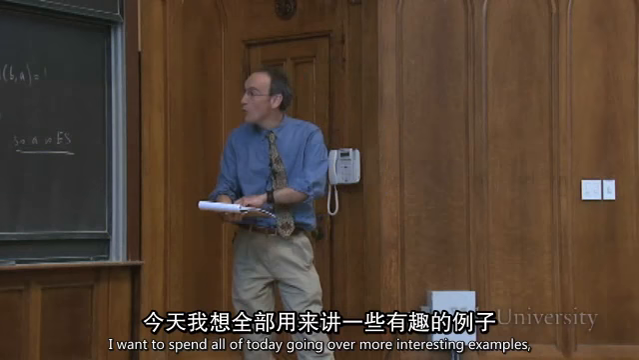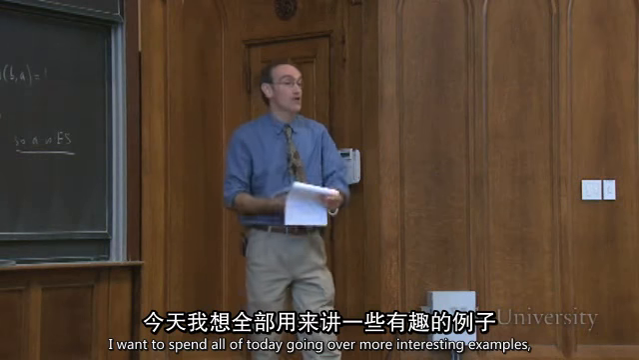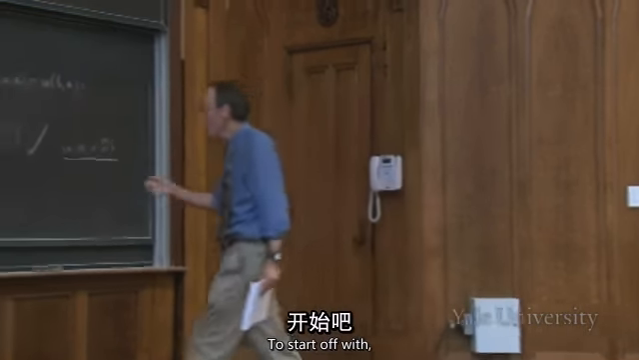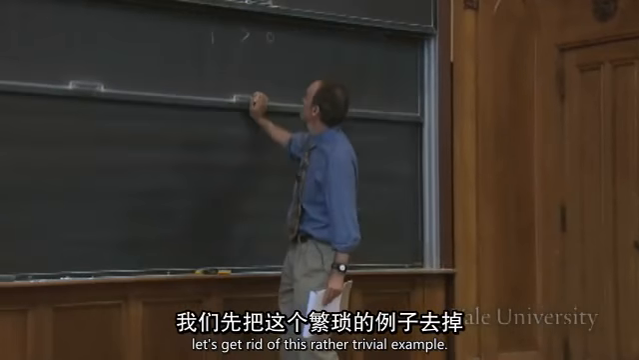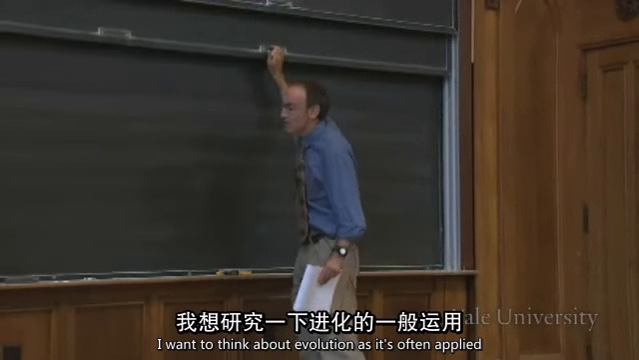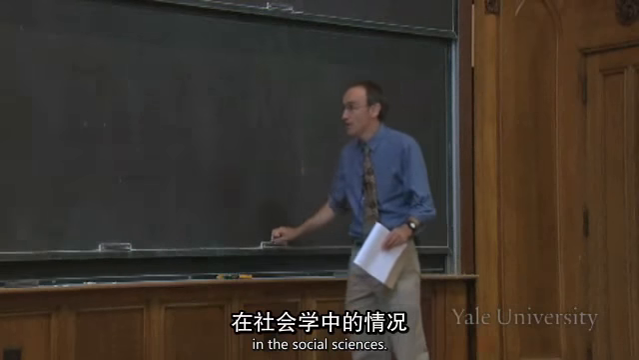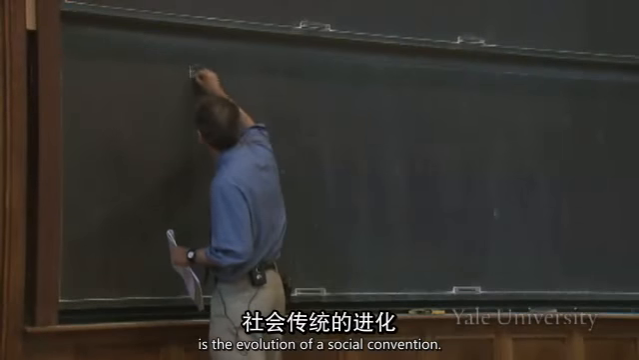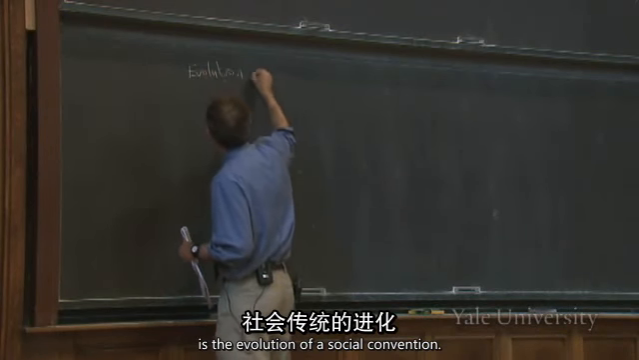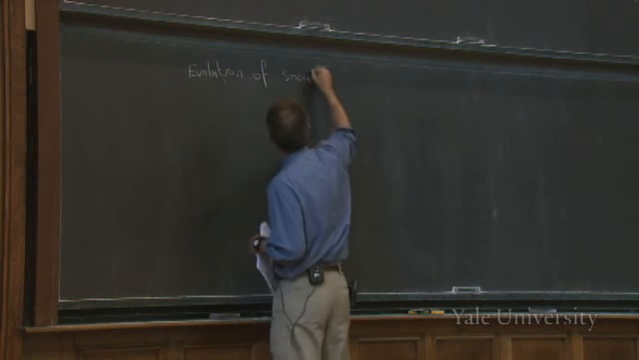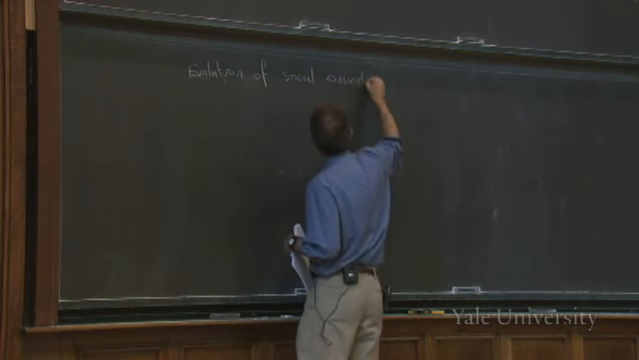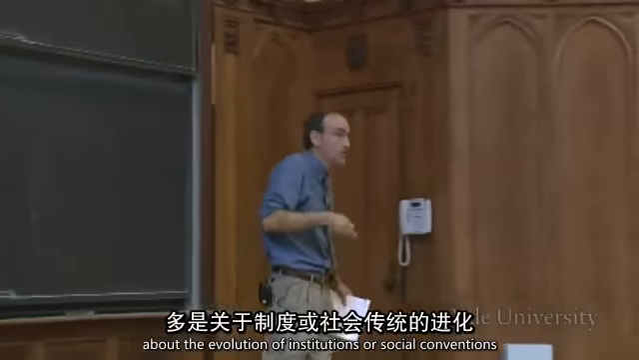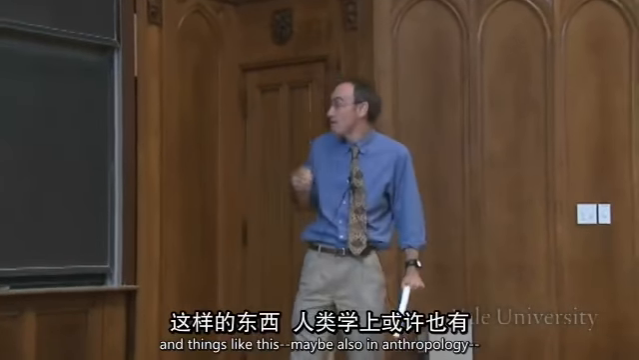All right, I want to spend all of today going over more interesting examples, having had the payoff for having invested in this last time. To start off, let's get rid of this rather trivial example. I want to think about evolution as it's often applied in the social sciences. One thing you might talk about in the social sciences is the evolution of a social convention. Sometimes you'll read a lot in sociology or political science about the evolution of institutions or social conventions and things like this, maybe also in anthropology.